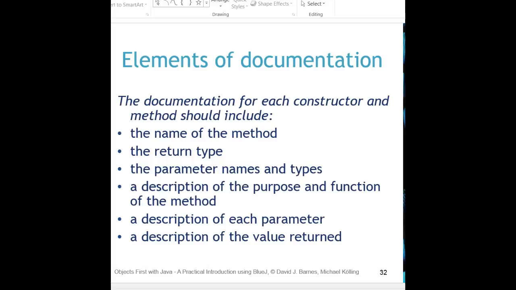The documentation for the constructor and method should also have the name of the method, the return type, the parameter name, the type of it, the description and purpose of that method, and also the description of a parameter if you're using one, and the value that would be returned.